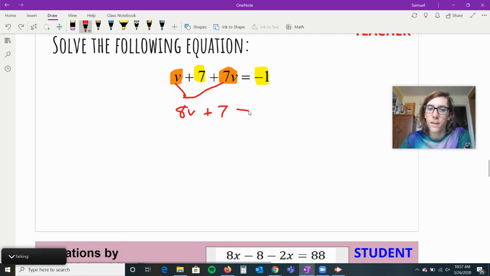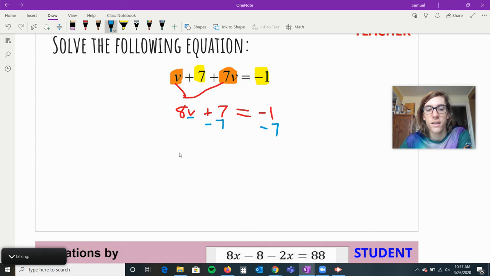Fix that. Equals -1. Okay, so now that looks like a 2-step equation to me. Does it look like it to you? Hopefully so. So we say, all right, sweet, now we can just solve. Opposite of adding 7, subtracting 7. Whatever I do to one side of an equation, I have to do to the other, right? So subtract 7 from both sides.